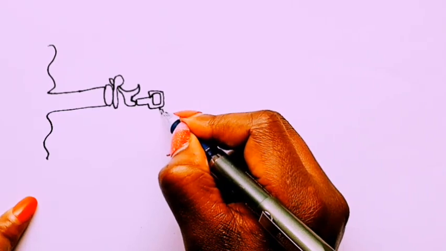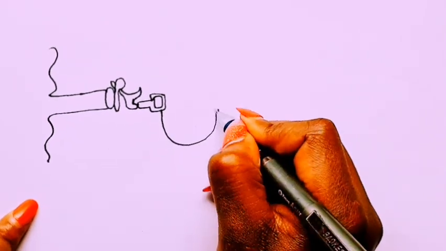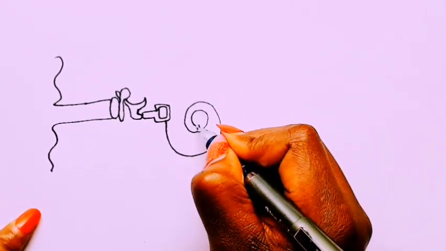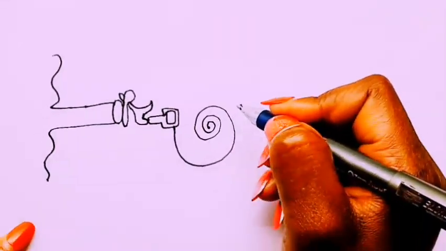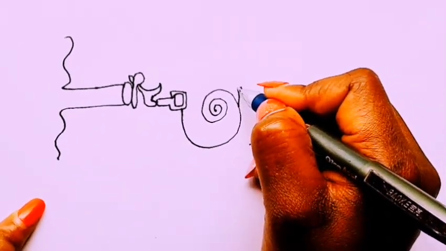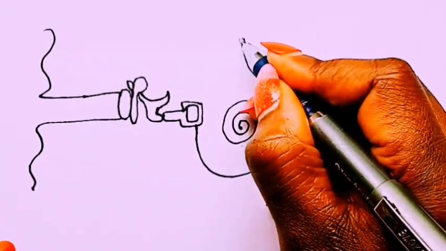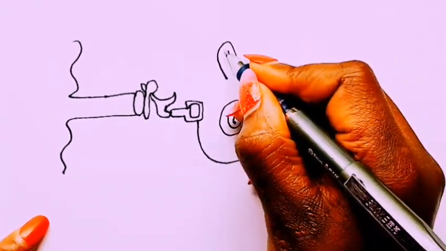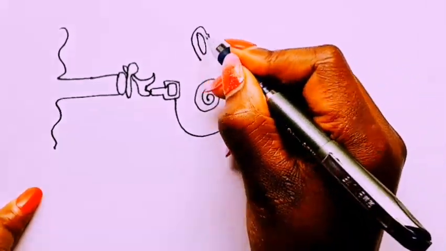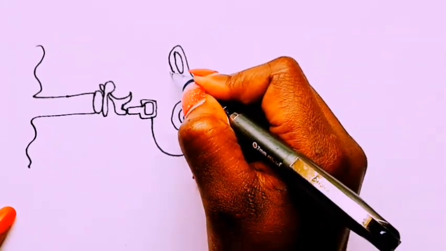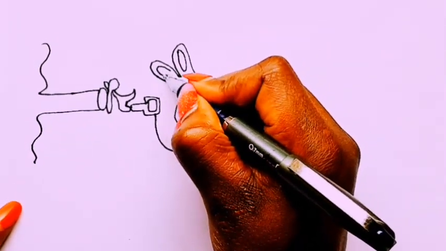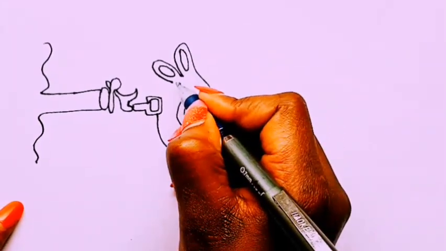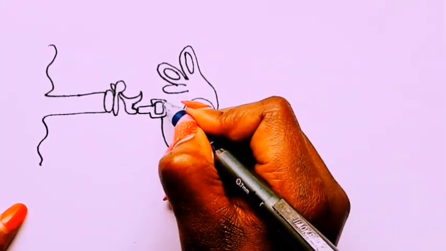So now I'm drawing the cochlea, and right now I want to draw the semicircular canals, also known as the vestibular canals. They are cavities that are filled with fluid known as the perilymph and the endolymph.